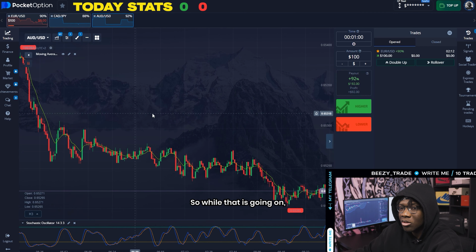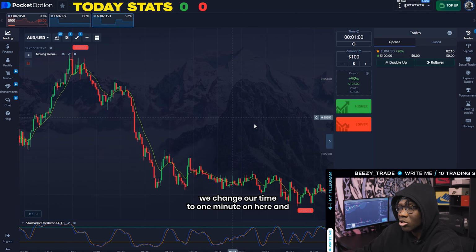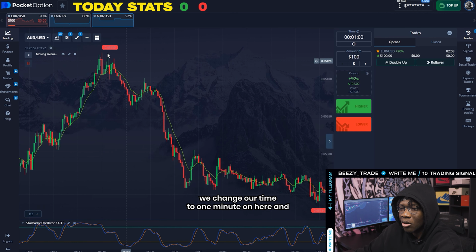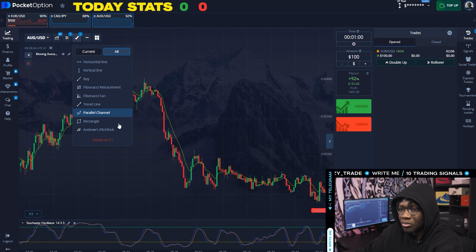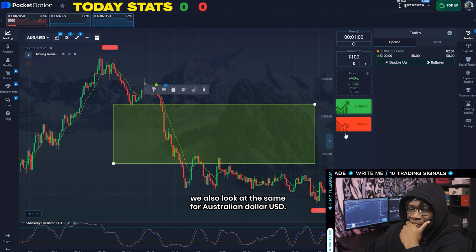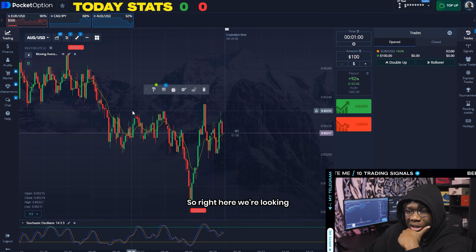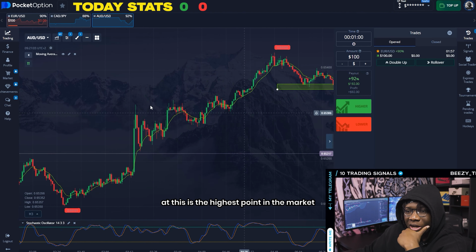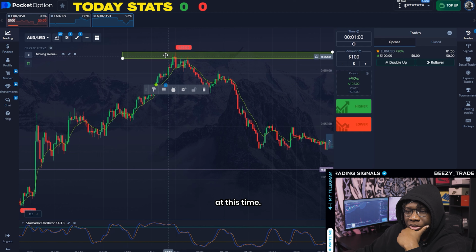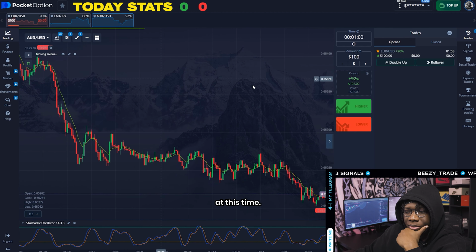So while that is going on, we'll change our time to 1 minute on here, and we also look at the same form, Australian dollar USD. So right here, we're looking at this, probably the highest point in the market at this time.